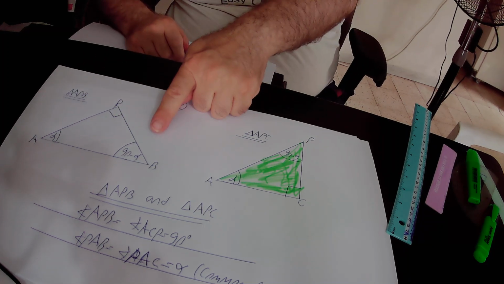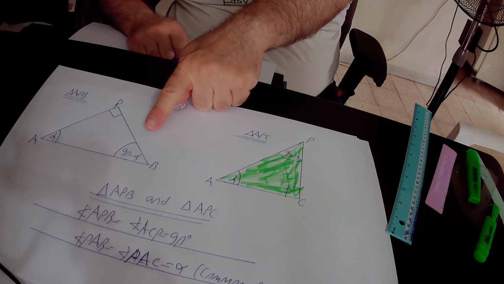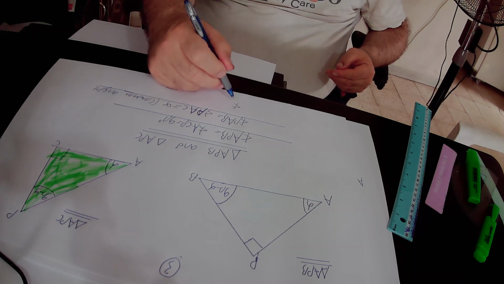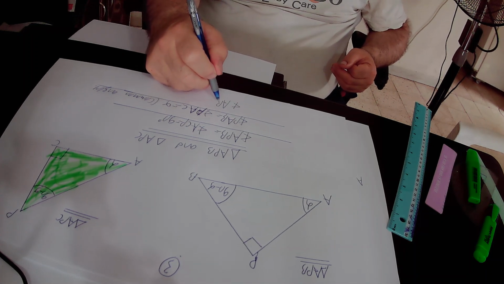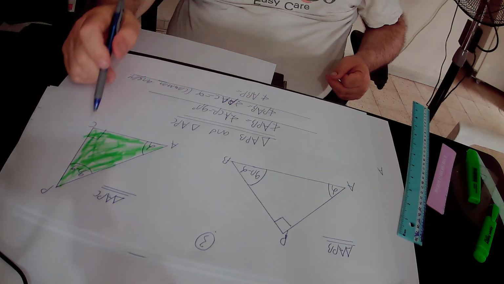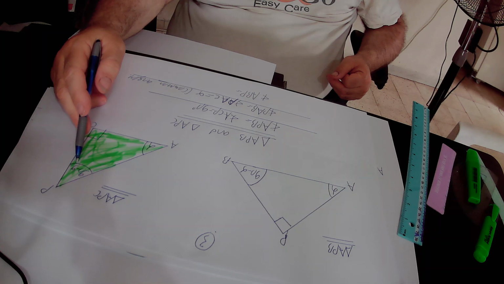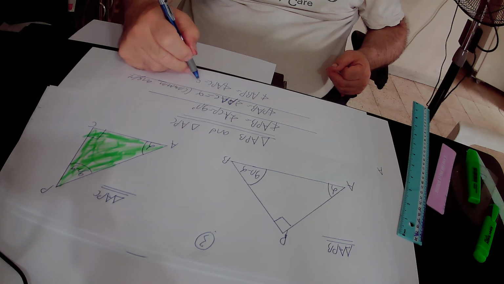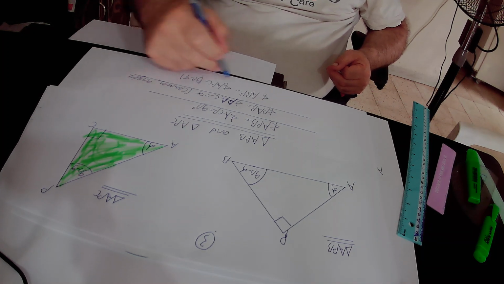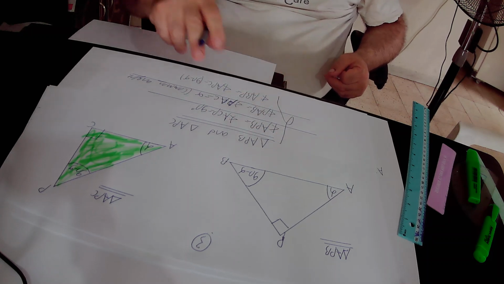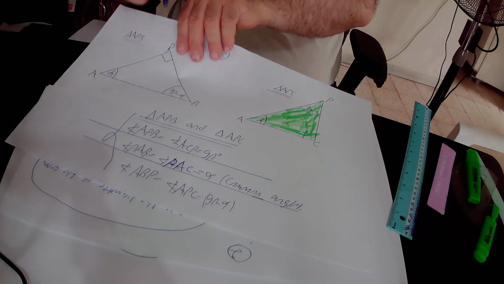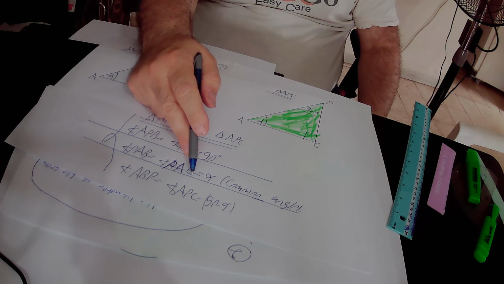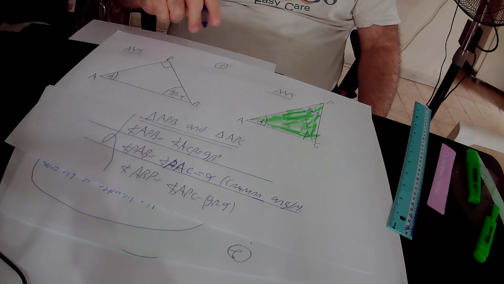So hopefully, this is angle ABP in the right triangle, and it is equal to this angle, that's actually angle APC in the green triangle. Repeat again: angle APB in the right triangle equals angle APC in the green triangle. They are both equal to 90 degrees minus alpha, therefore they are equal to each other.